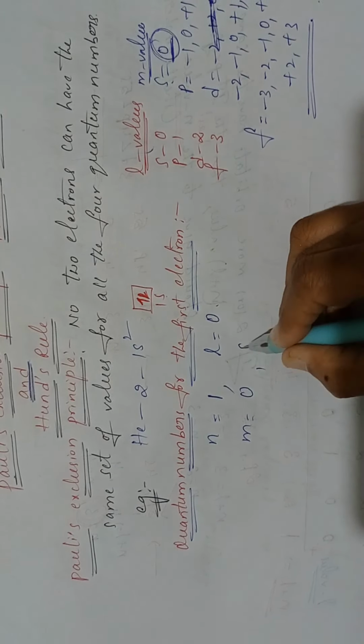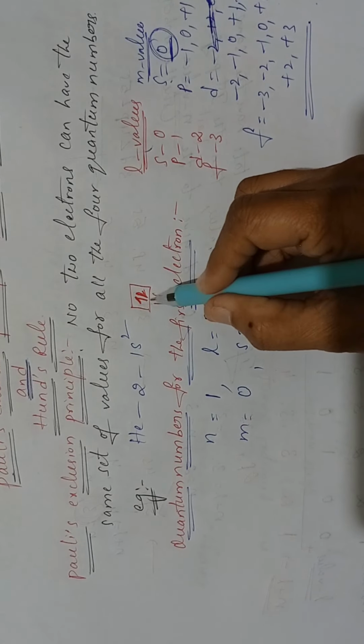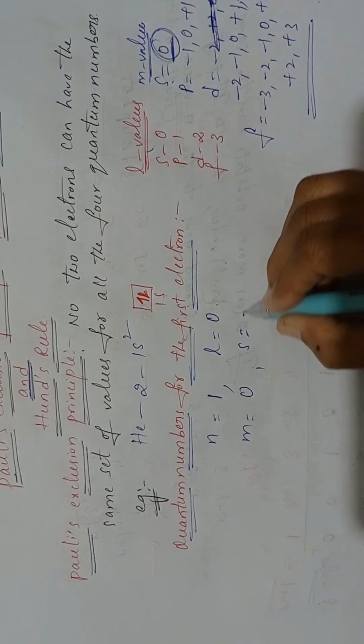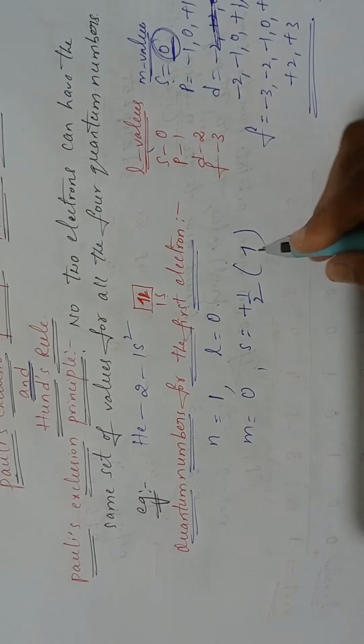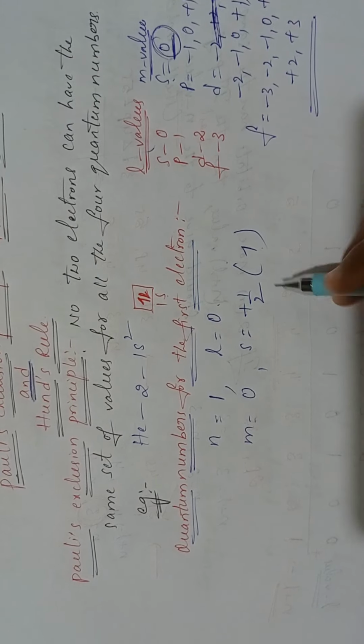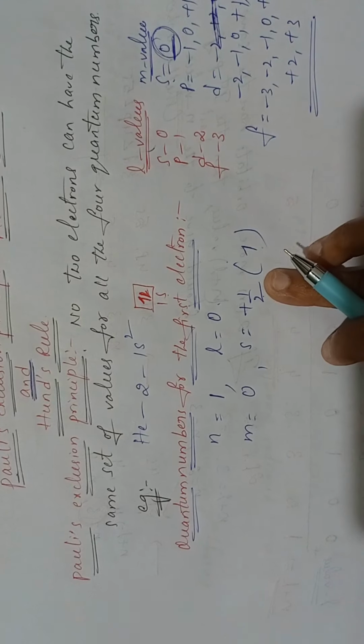Next, what about the s value, the spin quantum number? Which electron are we calculating? The first electron, which means clockwise direction. S is equal to how much? This is a clockwise direction, so it is plus half. For the first electron, s is equal to plus half.